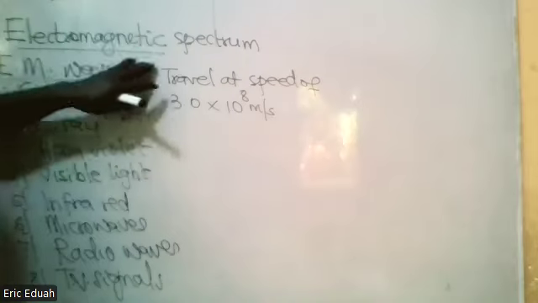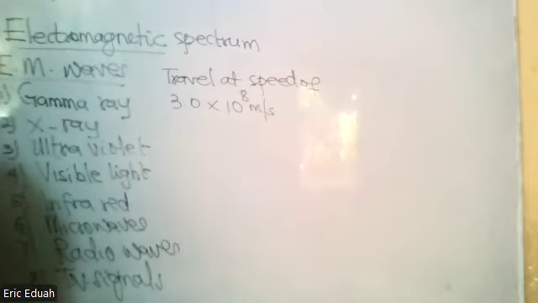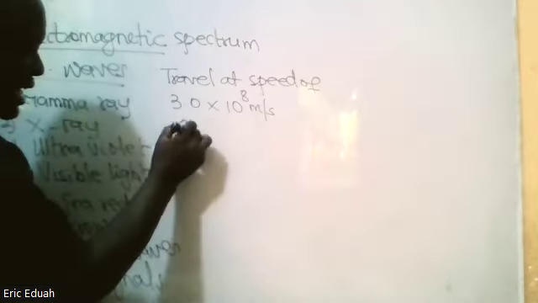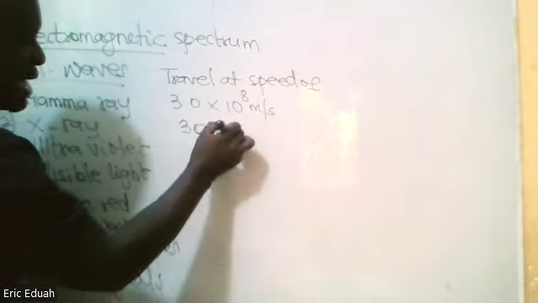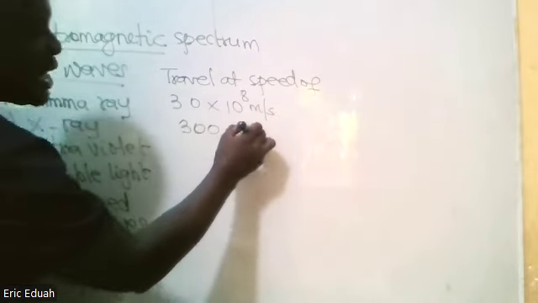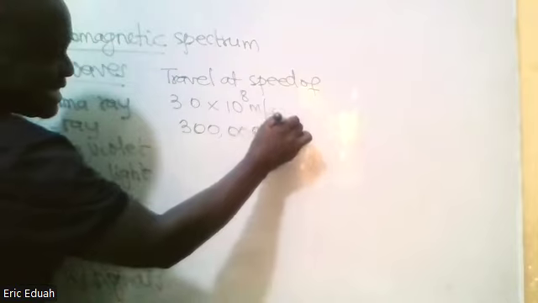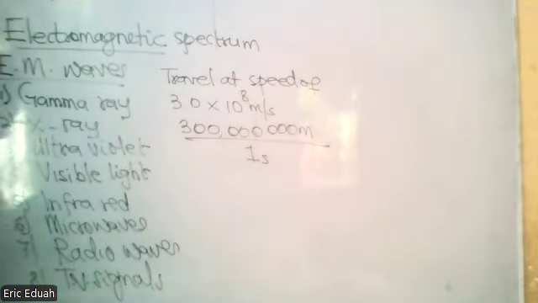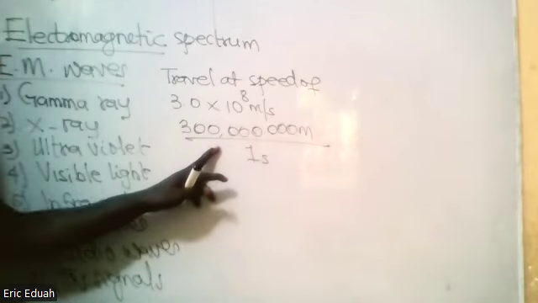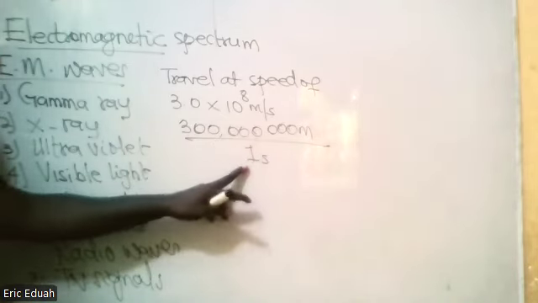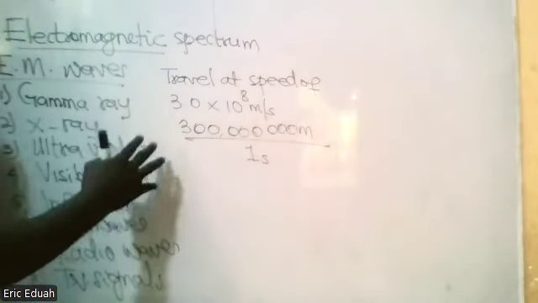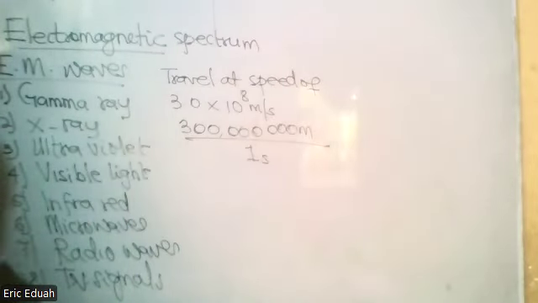So all electromagnetic waves travel at this speed, meaning within 1 second, they could travel a distance of 300 million meters. What a wow! Per second. All EM waves could travel a distance of 300 million meters within a second. So this is what we mean by electromagnetic waves.